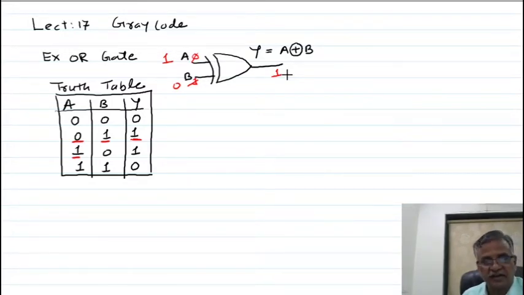Remember again, this is the symbol of the exclusive OR gate. For the XOR gate, when both the inputs are at different levels, that is 1, 0 or 0, 1, the output is 1. If both the inputs are 1, the output is 0. If both the inputs are 0, the output is 0. Now let us start the discussion on gray code.